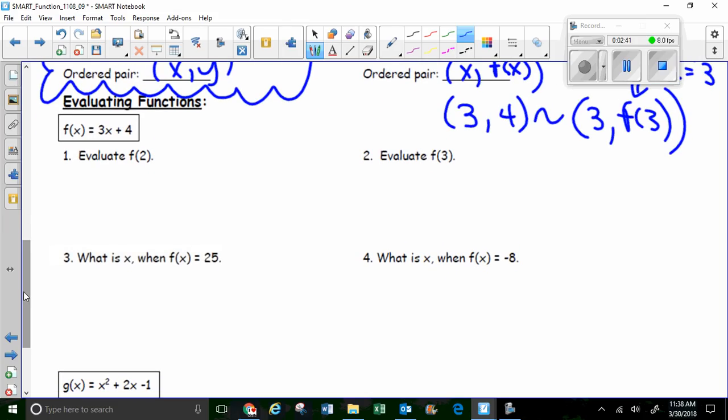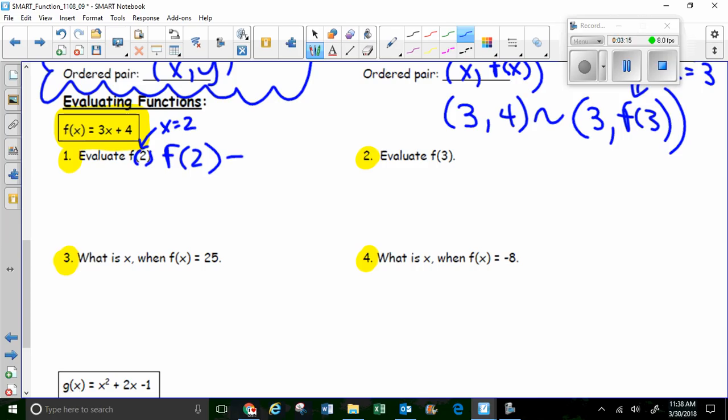So our first function here, we always have to be told what the function rule is. So we're told right here, f of x is 3x plus 4. And we're going to use that for questions 1, 2, 3, and 4. Okay? So it says evaluate f of 2. So what it wants me to do is basically plug in 2 for x. It's an input, and how do I know that? Because it's inside these parentheses here.